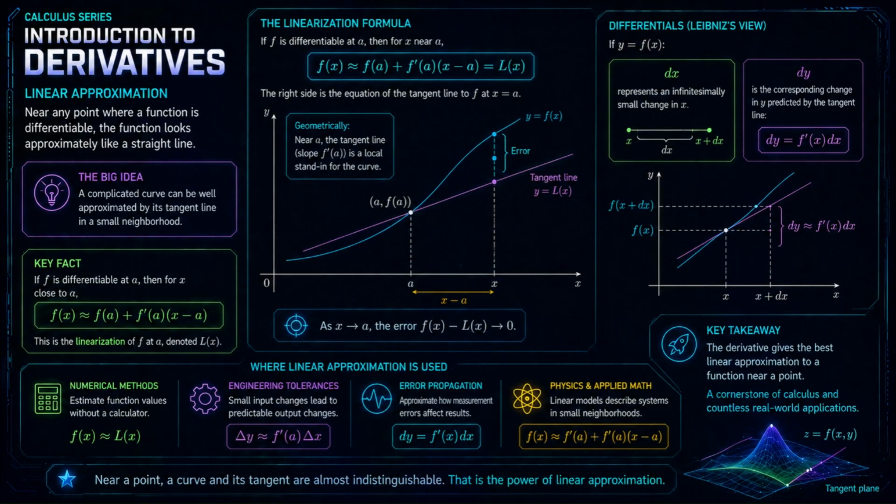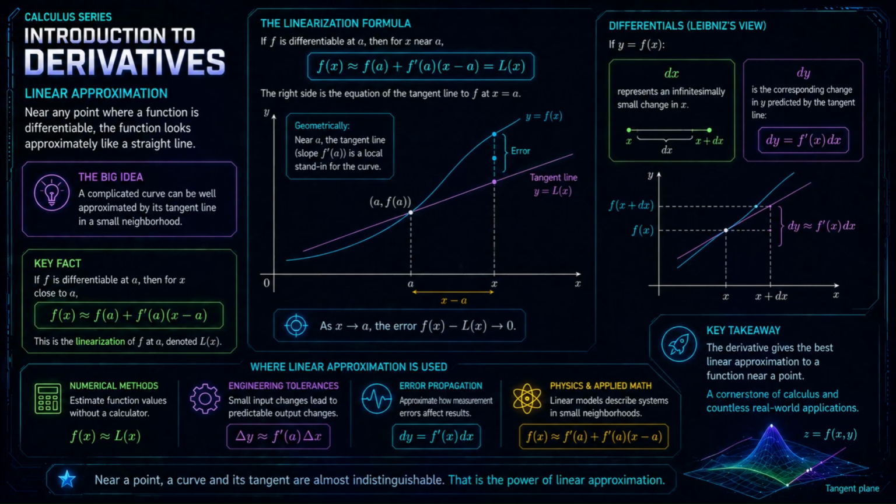This is profound. Near the point of tangency, the tangent line is a local stand-in for the curve. The error between the true value f of x and the linear approximation L of x becomes negligible as x approaches A. Leibniz formalized this idea through the concept of differentials. If y equals f of x, the differential dx represents an infinitesimally small change in x, and the differential dy is defined as f prime of x times dx, the corresponding change in y as predicted by the tangent line.